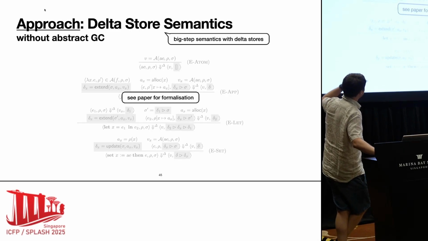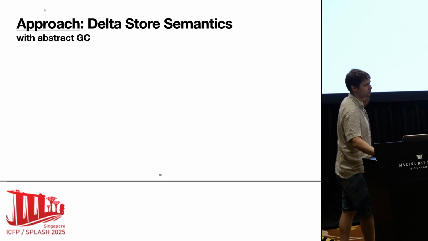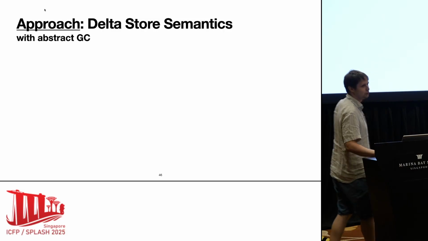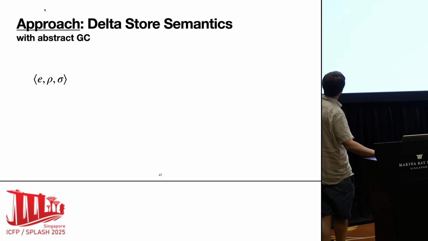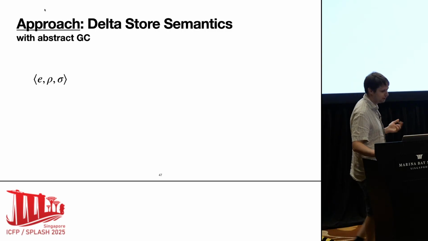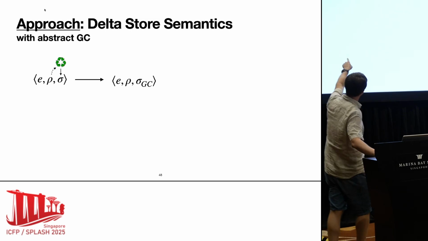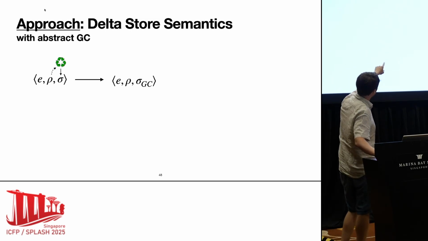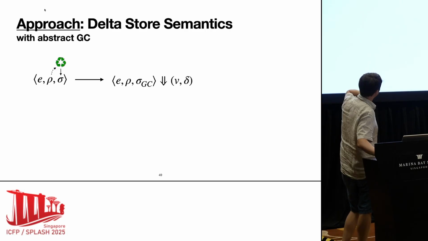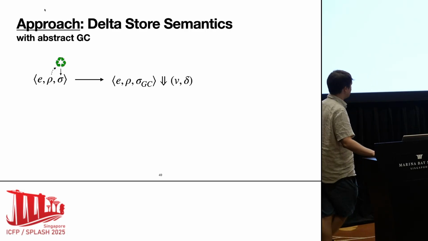I refer to the paper if you want to see the full formalization, but the interesting part I want to talk about here is the integration of garbage collection. How does that work? Well, basically on every evaluation step, we can garbage collect a store using only references from the environment, which gives us a garbage collected store. We can evaluate that configuration.